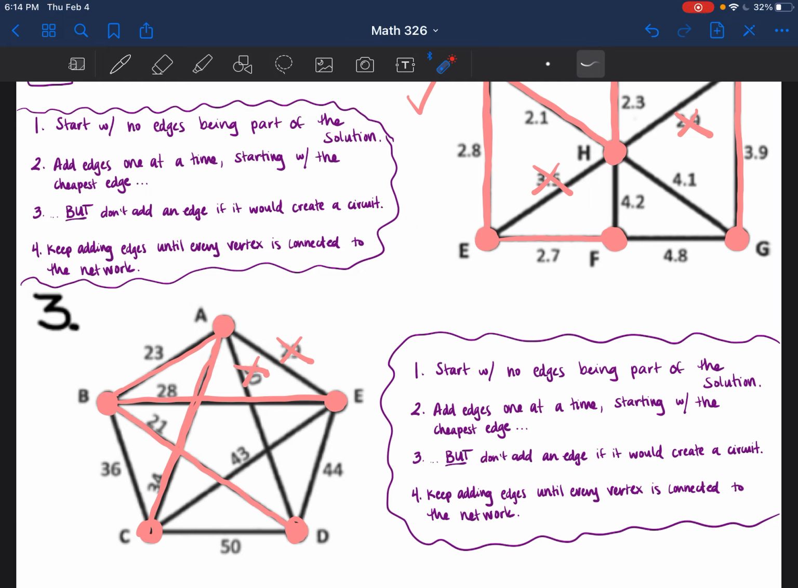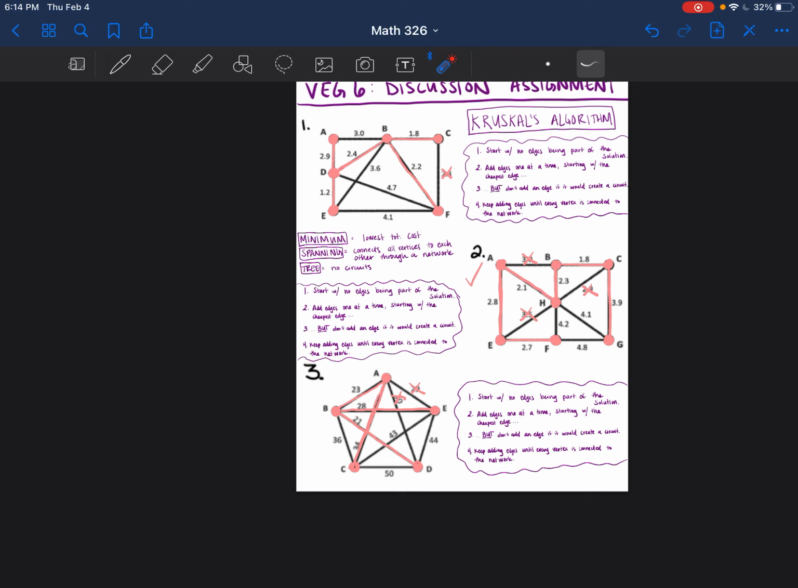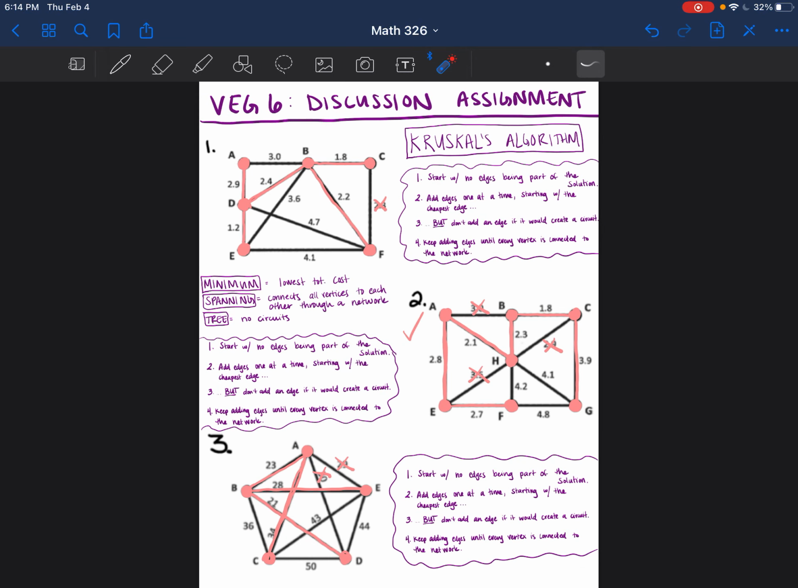So we did it. We've successfully done it to all three graphs.